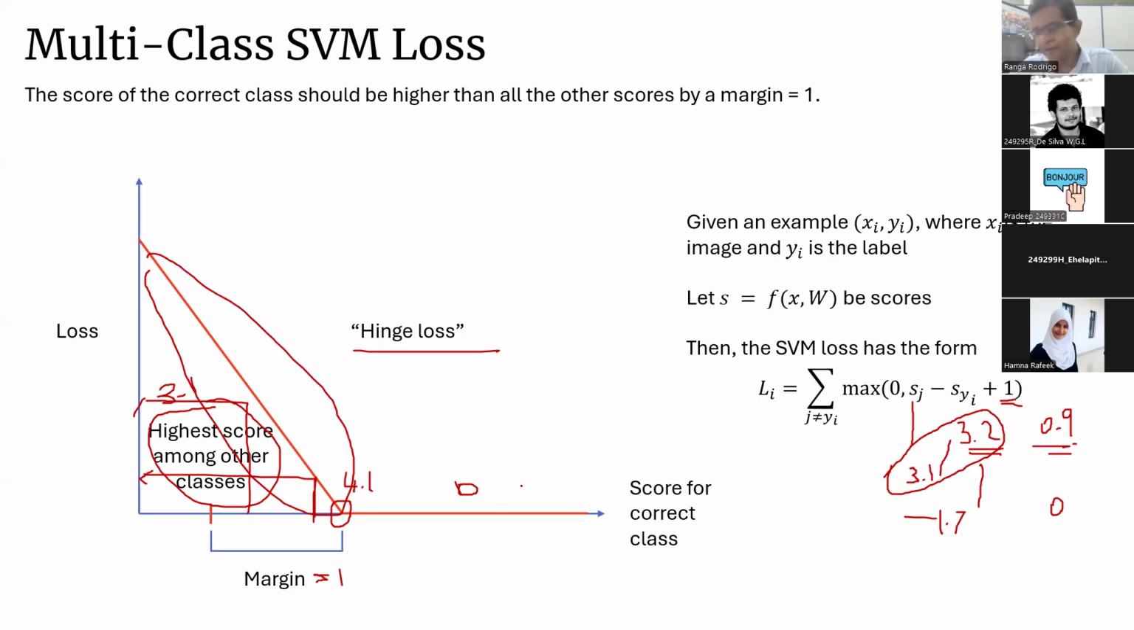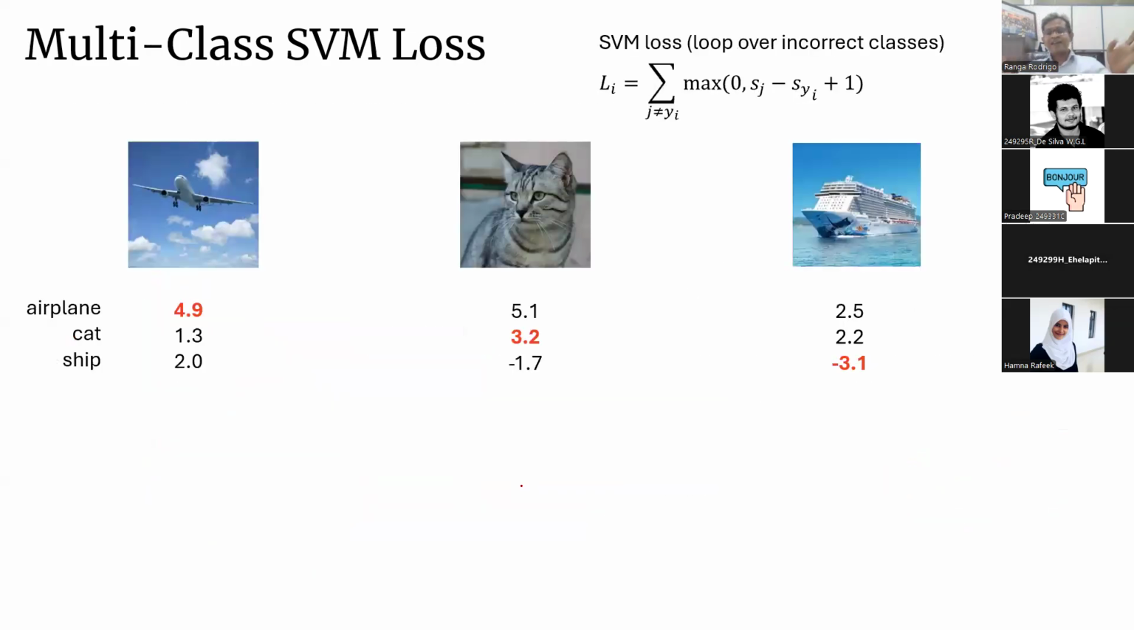Okay, let's move forward. All right, we can take examples. Remember, SVM loss is Li, sum over j not equal to yi, that means the correct class label, maximum 0, Sj minus Syi plus 1. So here this says loop over incorrect classes. Okay. We'll take this first example. It is an airplane class.